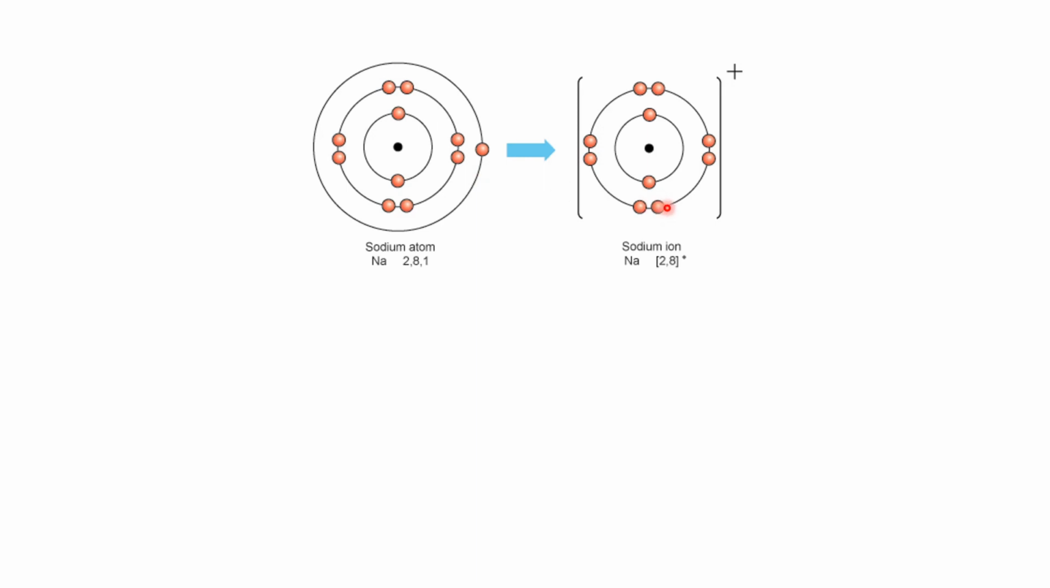So this is now not the neutral state. In the neutral state, the number of electrons and the number of protons are the same. But in the charged state, the number of electrons and the number of protons are not the same. The number of protons is the same in both the sodium atom and the sodium ion, because when the electron has left the atom, the protons are still remaining the same.